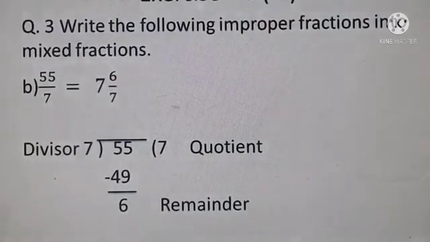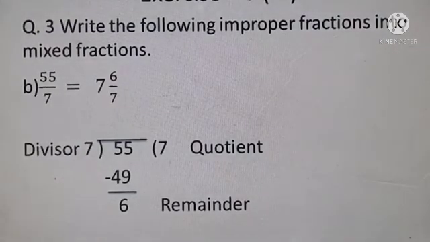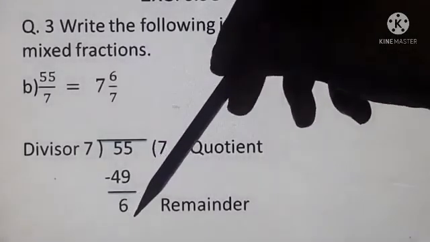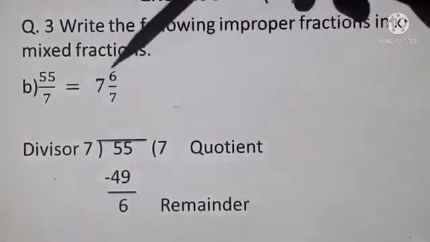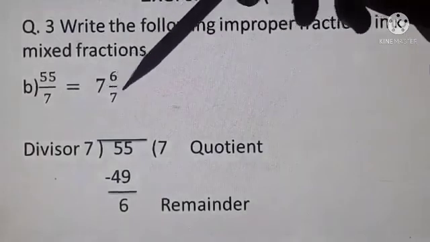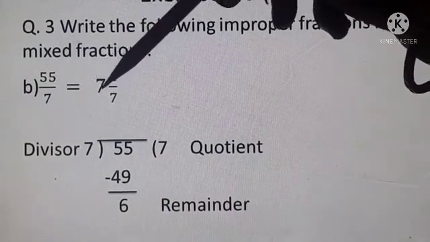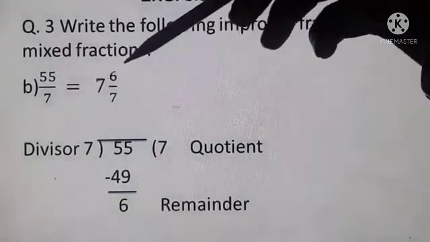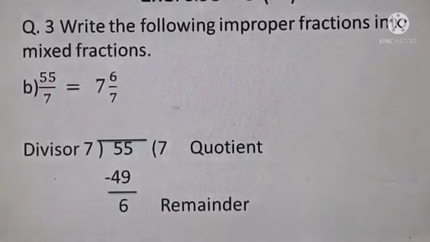So our mixed fraction form is Q R upon D. So quotient is 7. Numerator will become 6. Denominator will become 7. And we will put one bar between numerator and denominator. So our fraction is 7, 6 by 7. This is our mixed fraction. 7, 6 by 7. Understood?